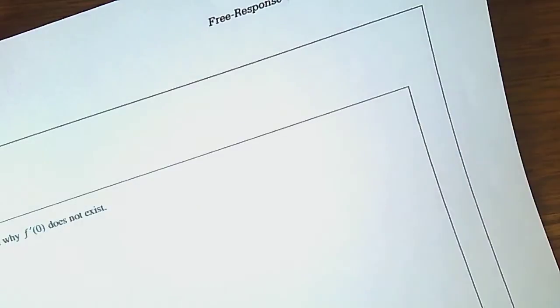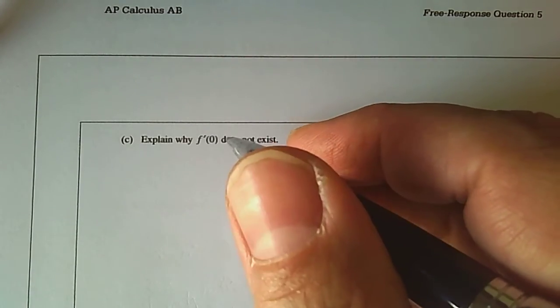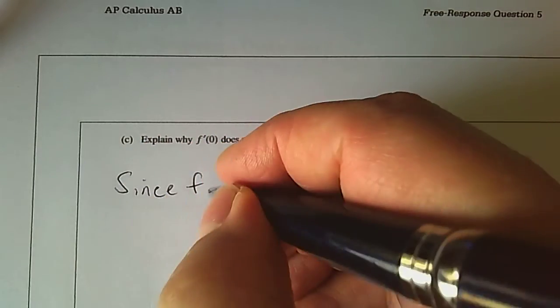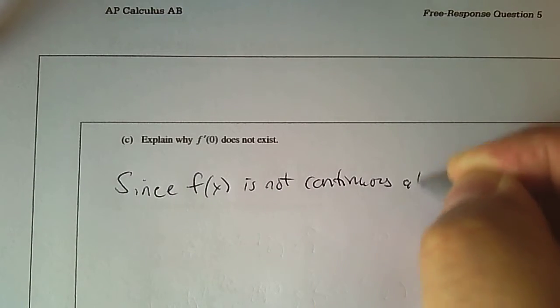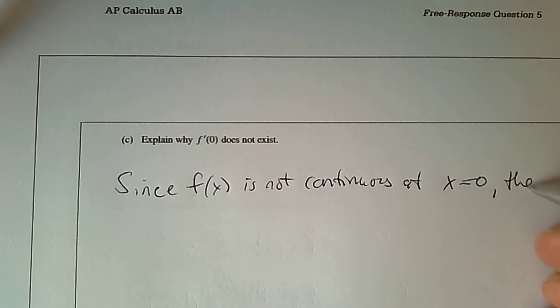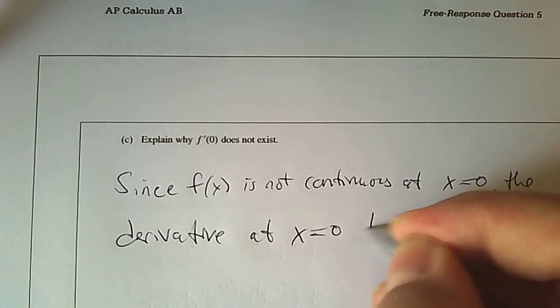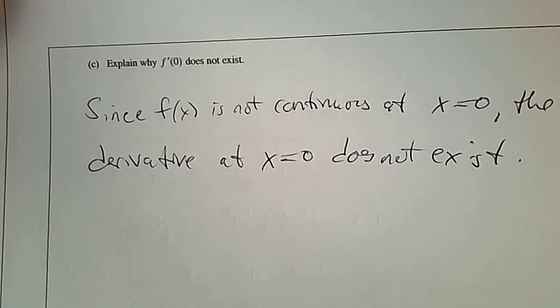All right, part C. It says explain why the derivative at 0 does not exist for the function. So, since f of x is not continuous at x equals 0, the derivative at x equals 0 does not exist. So you tie in what you've already done. Because the function is not continuous at x equals 0, therefore the derivative at x equals 0 does not exist.